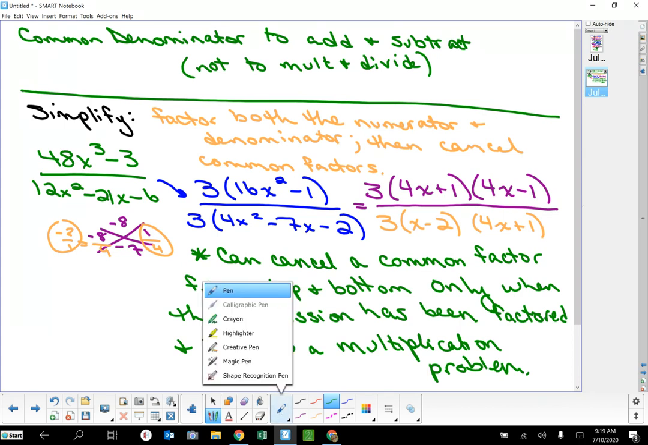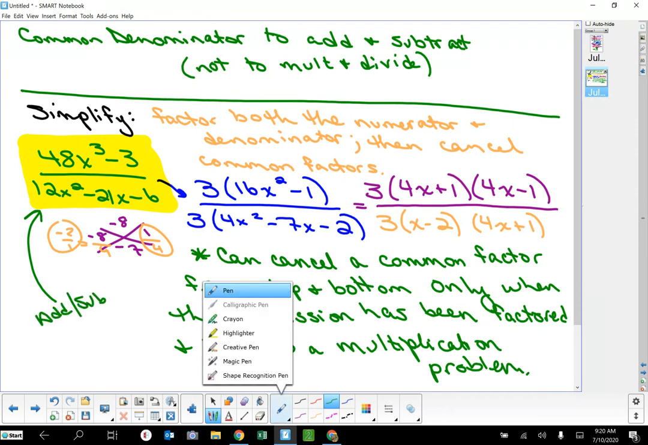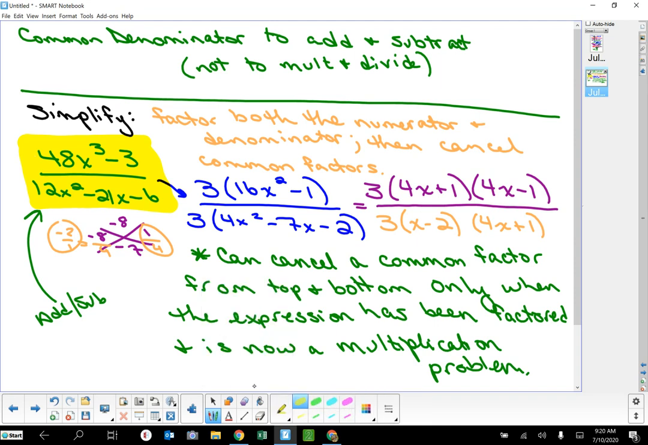So here's what I mean. I'm going to use a highlighter here, yellow highlighter. The original problem, these are added and subtracted, right? 48x cubed minus 3. That's a subtraction problem. So is 12x squared minus 21x minus 6. That's addition and subtraction, right? So this guy is an addition subtraction problem. However, once we factored it, take a look at what you have over here. These are all multiplied by each other.